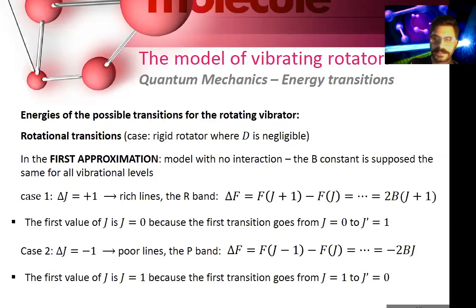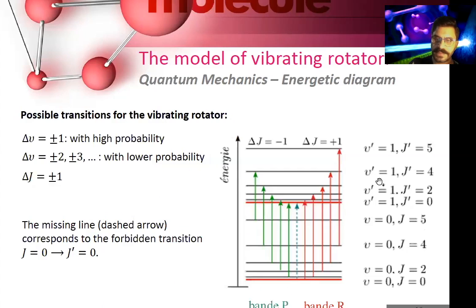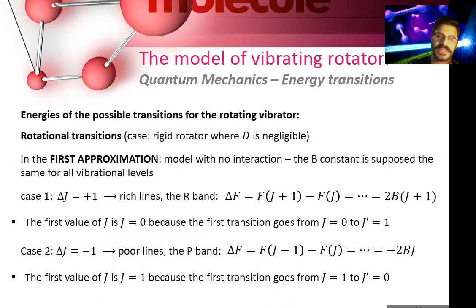Now, these two bands, the red one here, is called the R band. All the transitions corresponding to delta J equal +1 give a set of lines forming a branch or a band called the R band. Well, because you're just gaining +1. And the green one here, corresponding to the set of all transitions of delta J equal -1, is called the P band. So that's what I'm writing here.